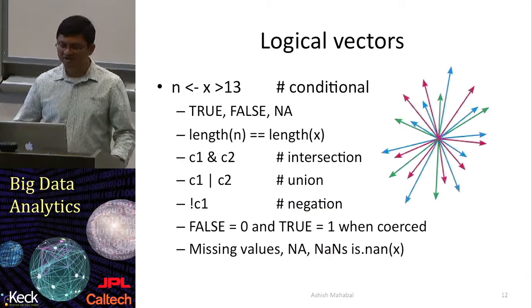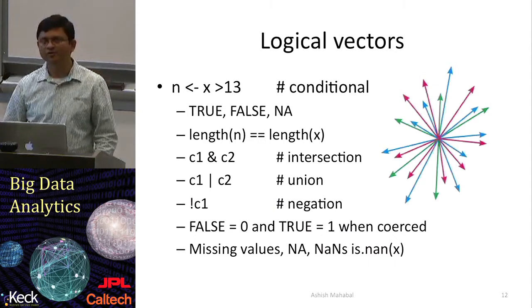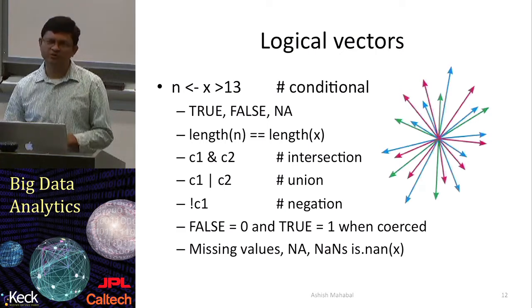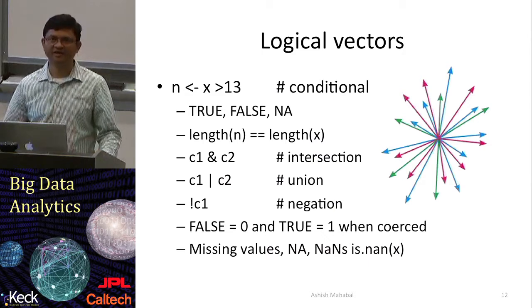Another important construct is the logical vectors. So you can assign to n x, but only where x is greater than 13. So what this is going to do is find out which values are greater than 13, assign true to them, assign false to the others, and then write the vector n. So the vector n is going to have the same length as the vector x.